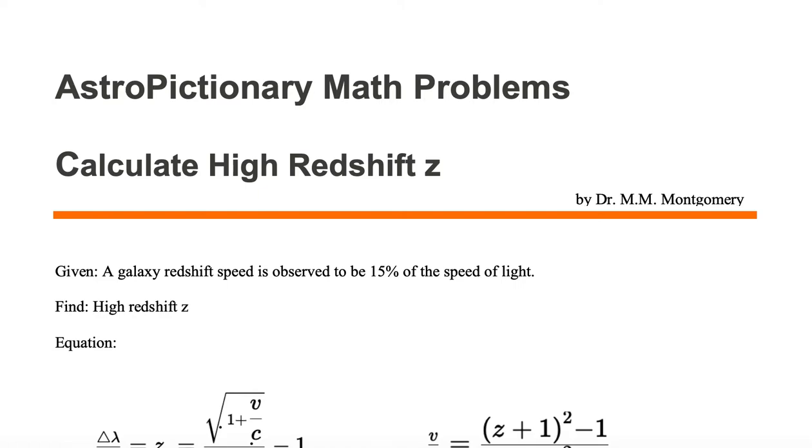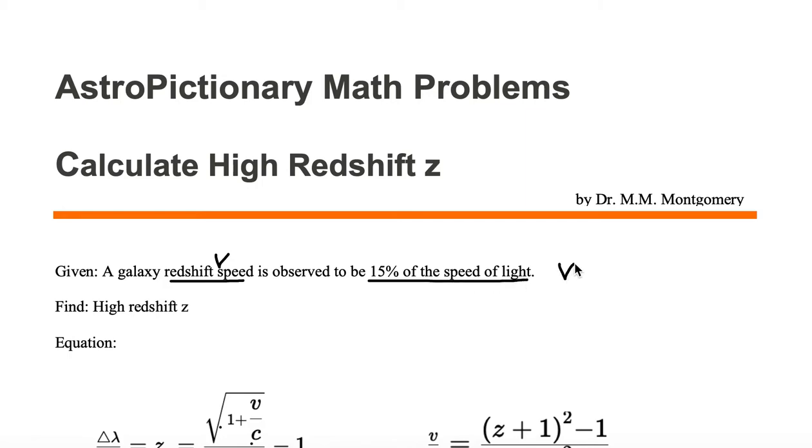We would like to calculate high redshift z-values. We're given that a galaxy's redshift speed is observed to be 15% of the speed of light. We would like to find the high redshift z-value. Well, let's put this first statement of the given into an equation. We're given a galaxy's redshift speed. Redshift speed is v. It's observed to be 15% of the speed of light.